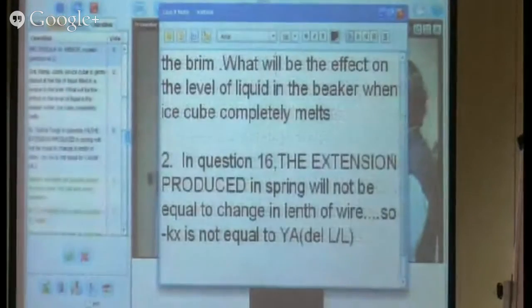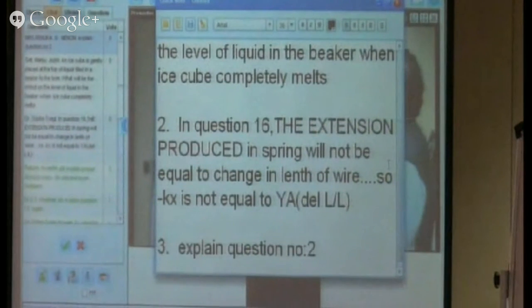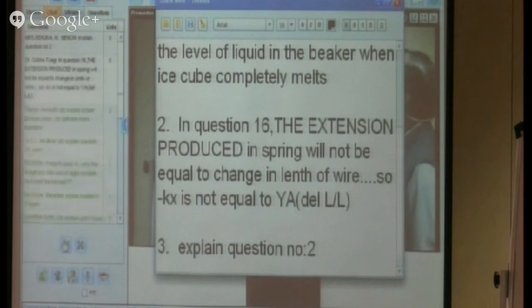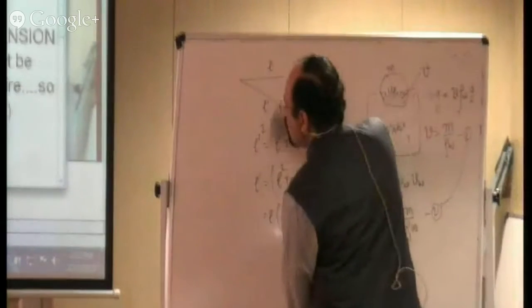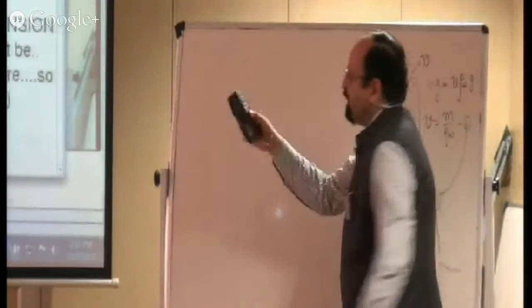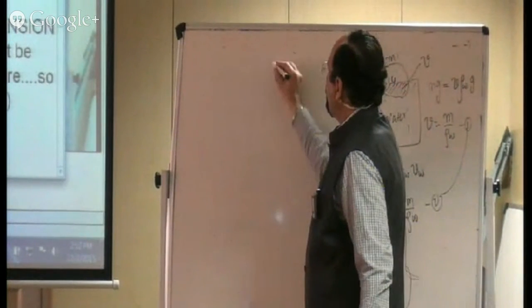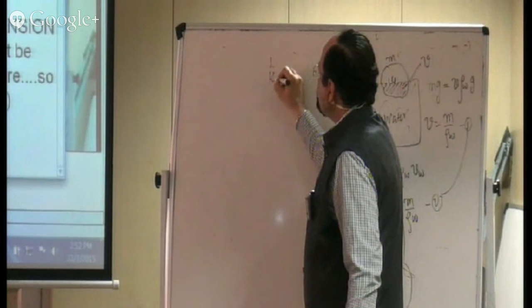In question number 16, can you see the whole of the extension produced in the spring will not be equal to the change in the length of the wire. So kx is not equal to the y d. Okay, let me tell you one thing. The formula which we have used for question number 16, I am explaining it. It is quite true. But the formula which I have used is taking care of it.